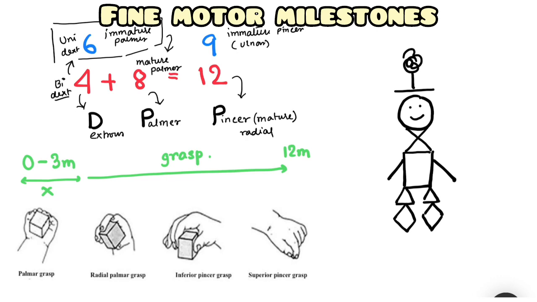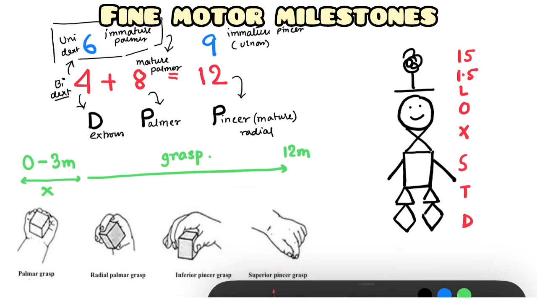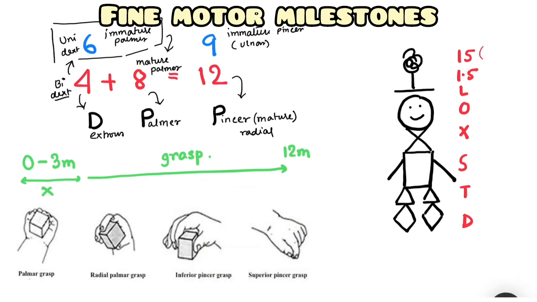So the mnemonic will be simple. There will be a mnemonic that is your 15, 1.5, then LOXSTD. 15, 1.5, LOXSTD. Let's try to understand one by one what's happening over here. Now at 15 months, the baby starts to scribble. So there's scribbling.